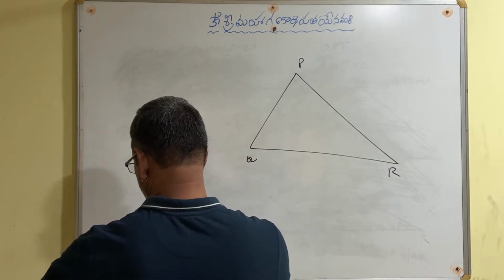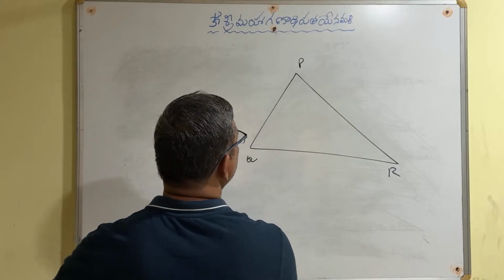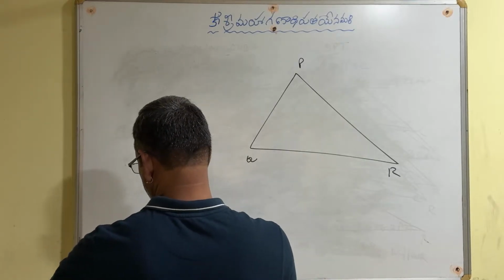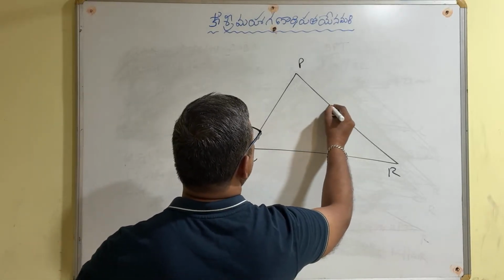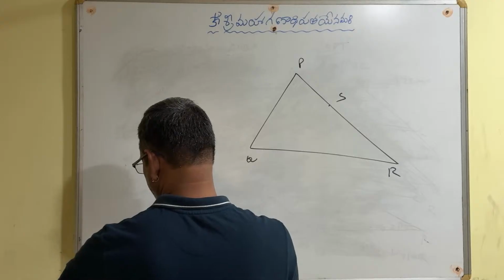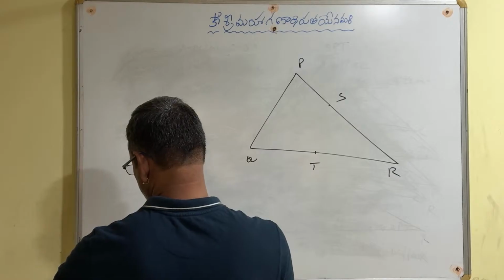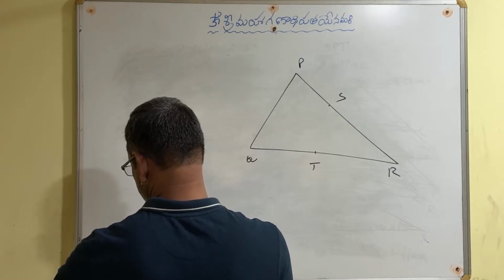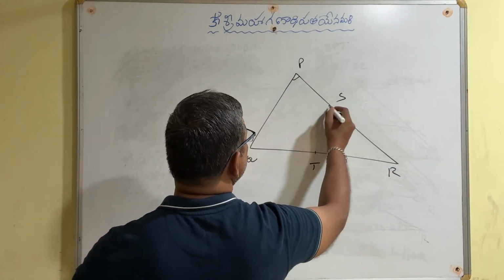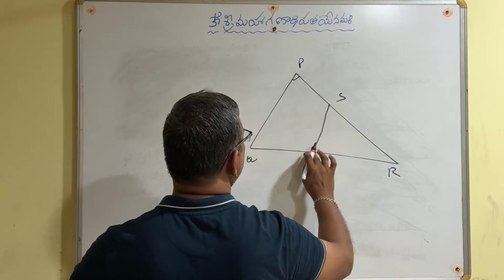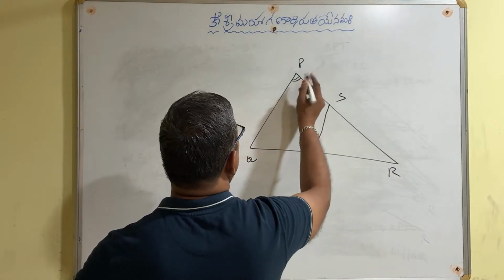S and T are the points on sides PR and QR, such that S is on PR, T is on QR, such that angle P and angle RTS are equal. Angle P, angle RTS, this angle and this angle are equal.